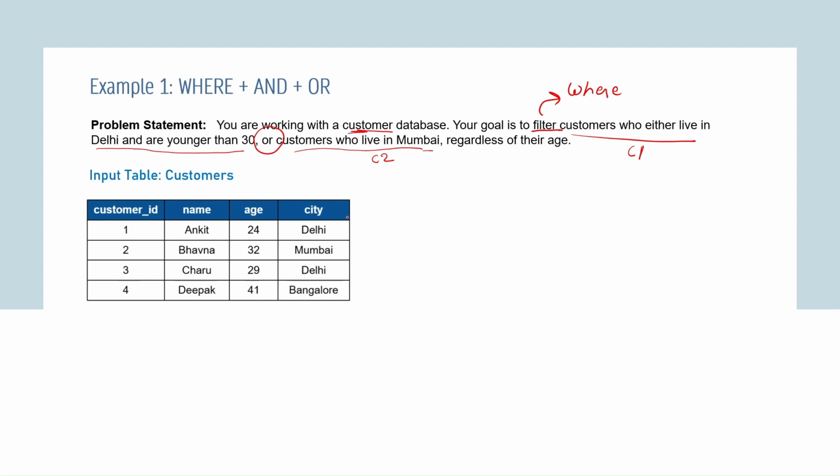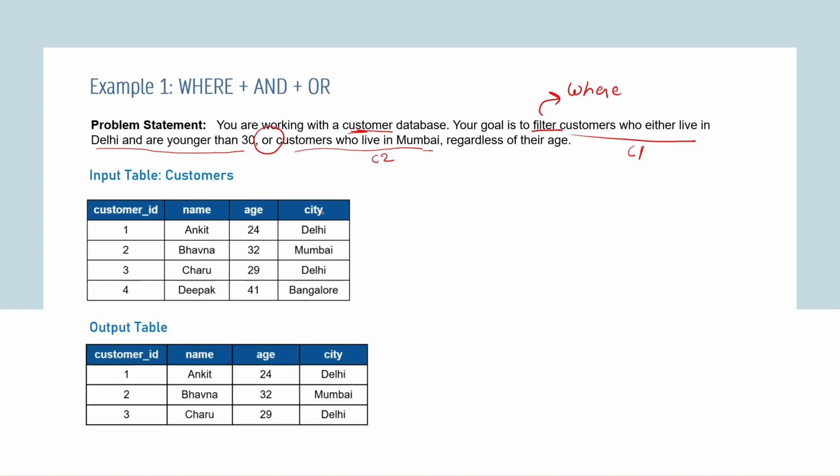Okay, so now here is the output table where we can see that the customer ID 4 has not been included because it does not match our conditions. The first condition was the city should be Delhi and the age should be less than 30. In this case, the city is not Delhi and the age is also not less than 30. That means it's not meeting the first condition. And the second condition was, if it is not meeting condition 1, it should meet condition 2 at least. Condition 2 is that the city should be Mumbai, and again the city is Bangalore over here. So that's why we cannot see the customer ID 4 in our output.